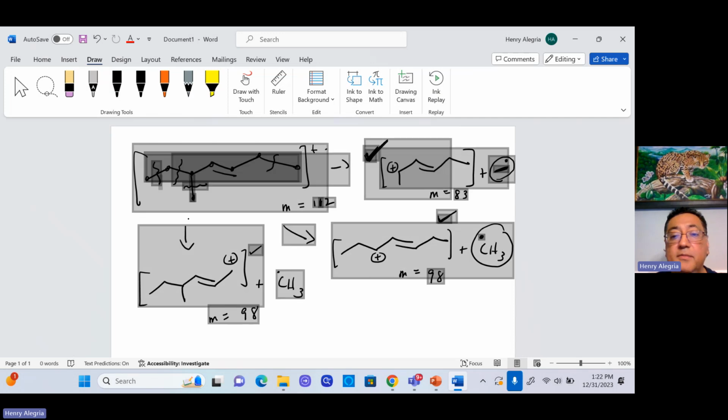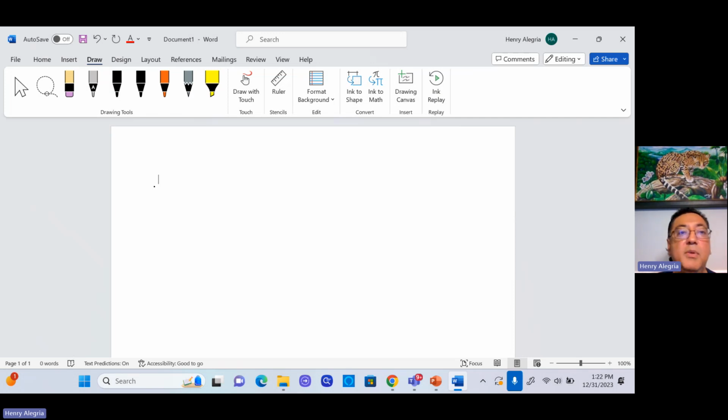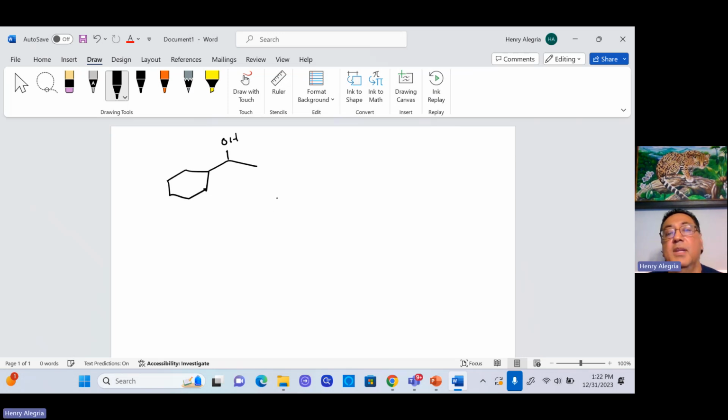What if I have an alcohol? Well, remember, alcohols can undergo two types of fragmentation, dehydration and alpha cleavage. So what would be alpha cleavage? Alpha cleavage is where the carbon that has the alcohol breaks its bond with a neighboring carbon. So I could break here.